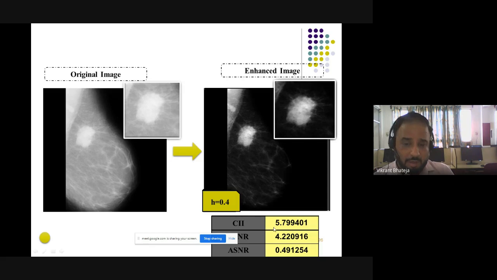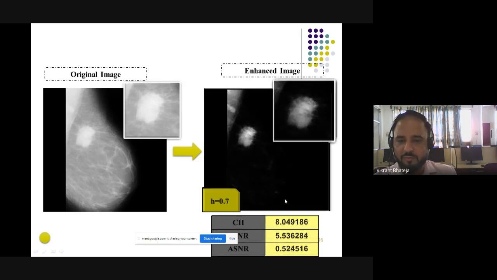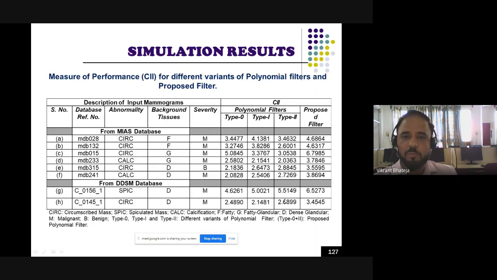But I have been calculating the values of CII, ASNR, and PSNR for our own reference, but certainly these values do not carry reference for the end user, because for them ultimately the image which is good for diagnosis matters. It hardly matters to them what the value of CII, ASNR, or PSNR is. So this is how you are getting different images with the change of the parameters.